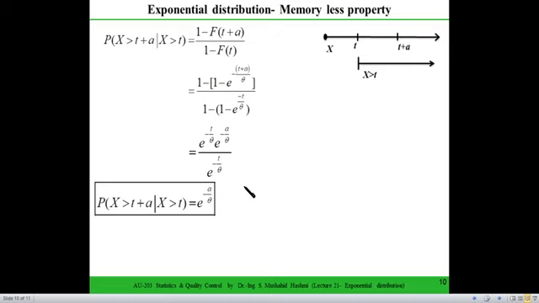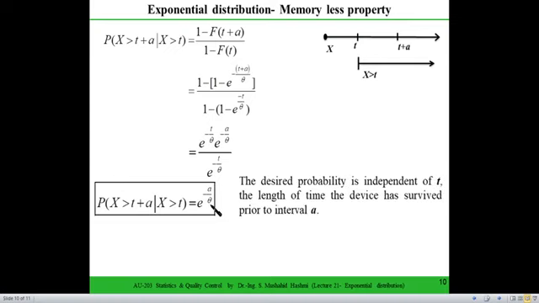So what we end up with, this conditional probability, is interestingly independent of time t. So it means it is memoryless, because our random variable x is the time to failure, and we are interested in calculating the probability that a device would survive time t plus a such that it has already survived up to time t, which would be equal to e to the power minus a over theta. In this expression for probability, there is no variable involved like t. So this desired probability is independent of t. The length of time the device has already survived has nothing to do with calculating this conditional probability. It just involves the additional time.